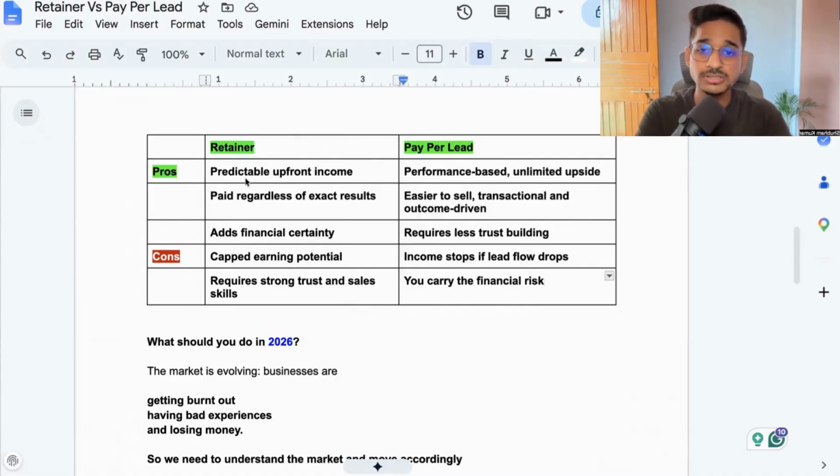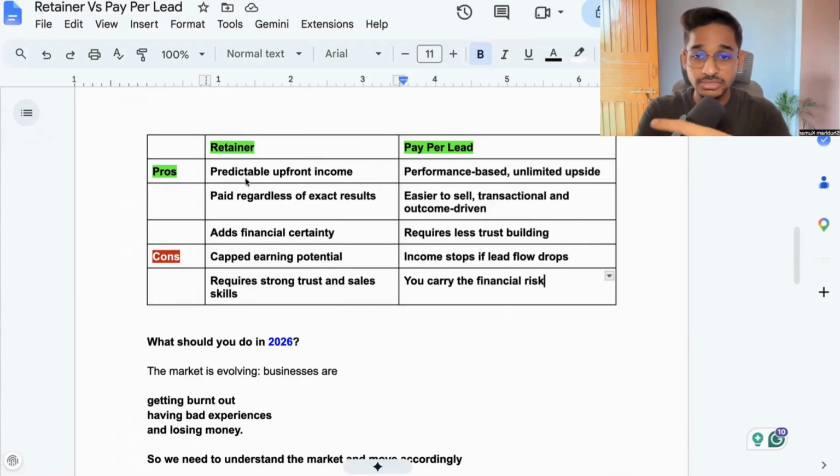Okay, the cons, the disadvantages of the retainer model: first, it is capped earning potential. You cannot make more money with one single client, because you do not get to charge based on performance, right? You charge a certain amount which is fixed, let's say $1,000 or $1,500 per month for your management service, and that is fixed. It does not matter if you bring them a 10x ROI or 20x ROI, you are still going to get paid that $1,500 per month.